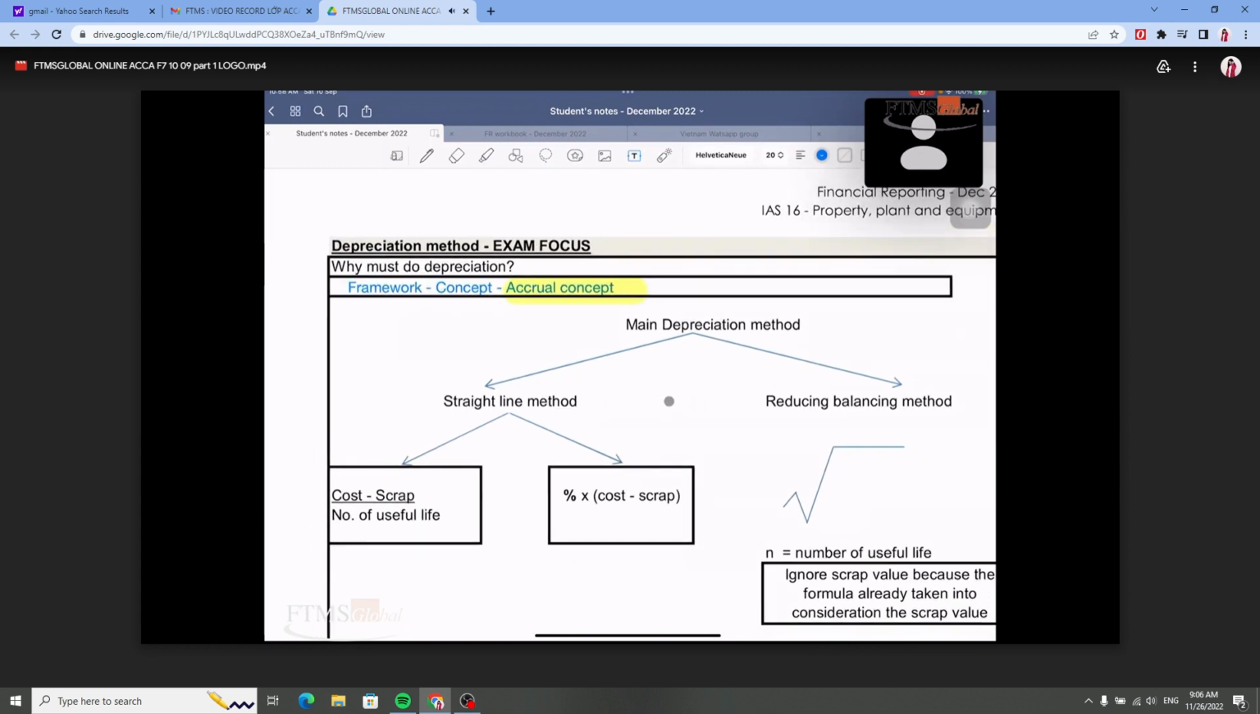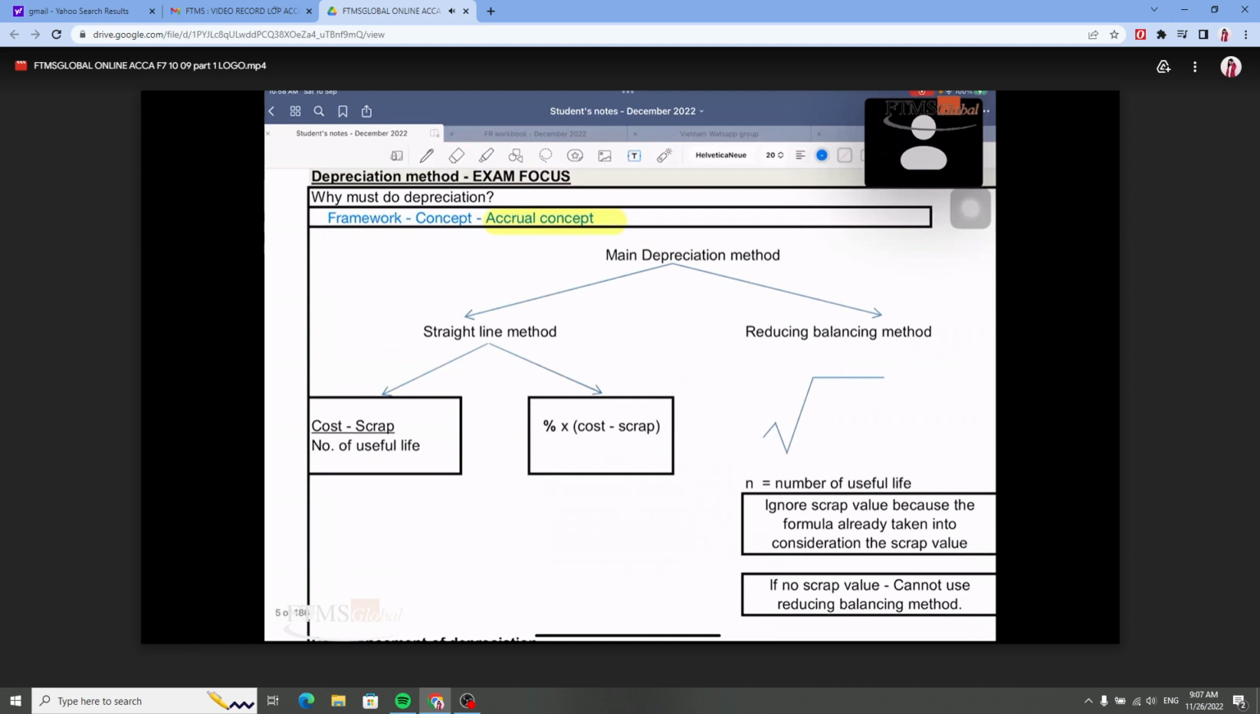Okay, just in case you don't know, the accrual concept is the one that requires us to do depreciation. Now we have some main depreciation methods. Everybody knows we have straight line and reducing balance method. Straight line, of course, everybody knows, is cost minus scrap divided by the number of years of useful life.